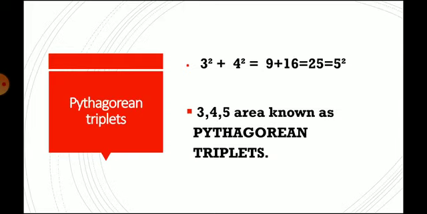Okay, so first I would take 3 square plus 4 square, which is equal to 3 square means 9, 4 square means 16. These two numbers are connected by addition, which gives 25. So here we can express 5 square. Okay, so 3, 4, 5 are known as Pythagorean triplets.